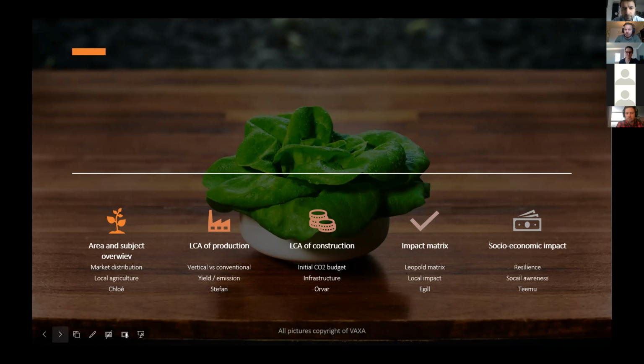And then the socioeconomic impact, where we're going to go a little bit through the resilience, social awareness of different farming models, and work and job creation. With this, hopefully we're going to get a pretty decent overview.